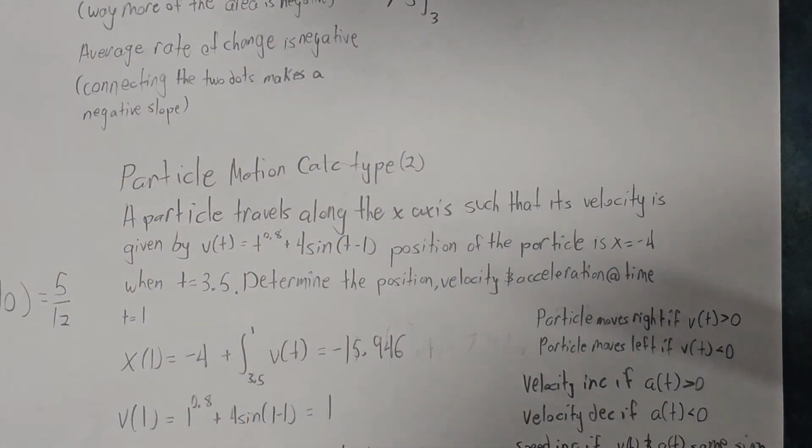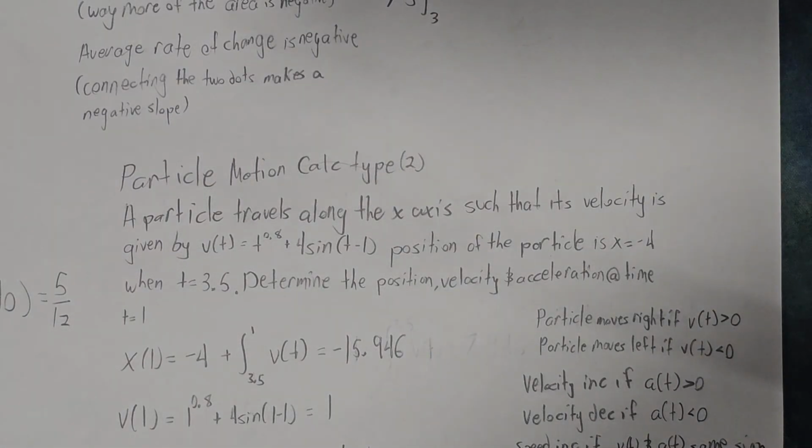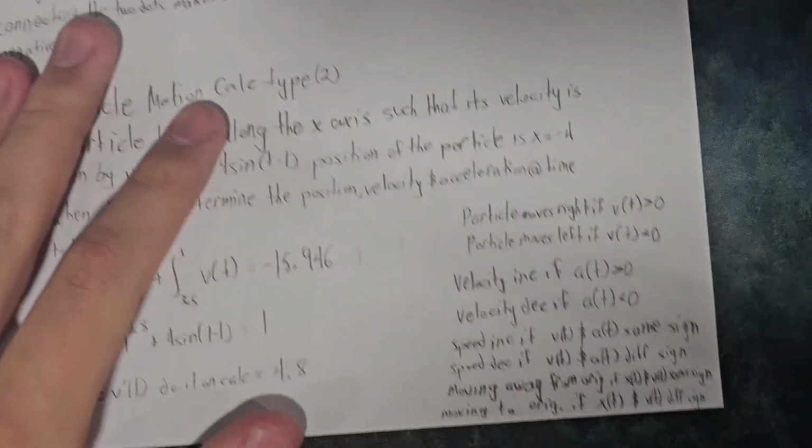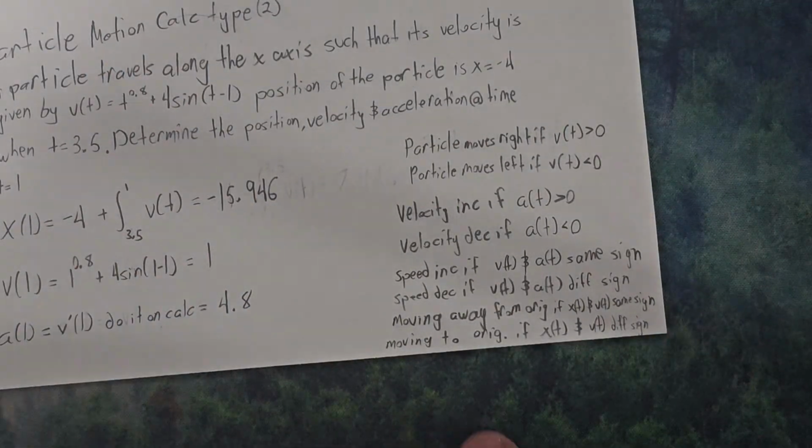So from this, we can figure out some stuff. Like, for example, because x is negative, we can figure out whether it is moving away from the origin or moving to the origin. Let me zoom into my key right here. Your particle is moving to the origin if x of t and v of t are different signs.